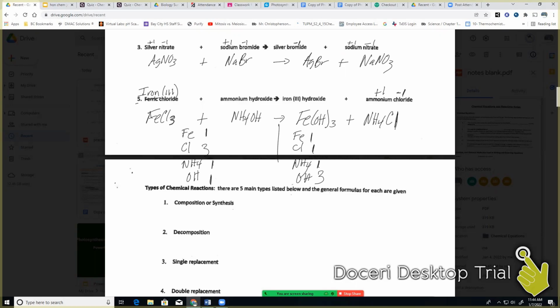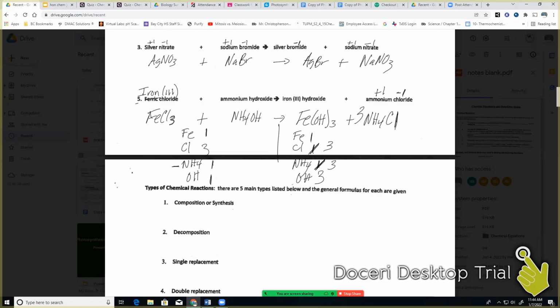So my chlorine jumps out to me. I have 3 on my reactant side and only 1 on my product side. So I'm going to put a 3 in front of the compound that has chlorine. So that changes this to 3. And then it also changes my ammonium, my NH4, to 3. So that gives me something to fix over here.